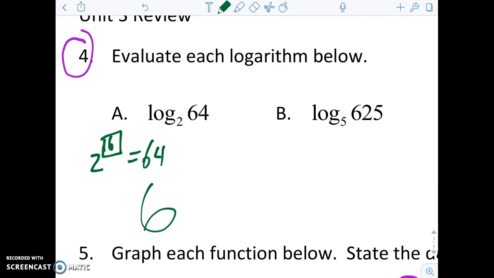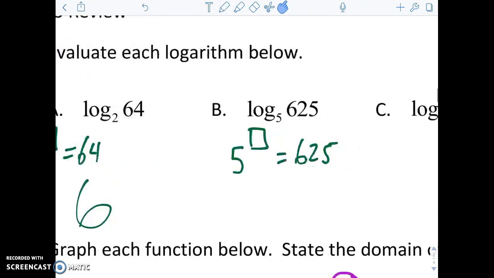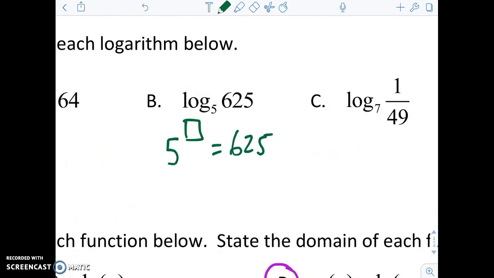So for part B, you could also do 5 to what power gives me 625. 5 squared is 25 times 5. The third power is 125, and then 125 times 5, which is the fourth power, is 625. If you didn't know these off the top of your head, put them in a calculator, just type out the multiples of 5, and you're good to go. So this is equal to 4.